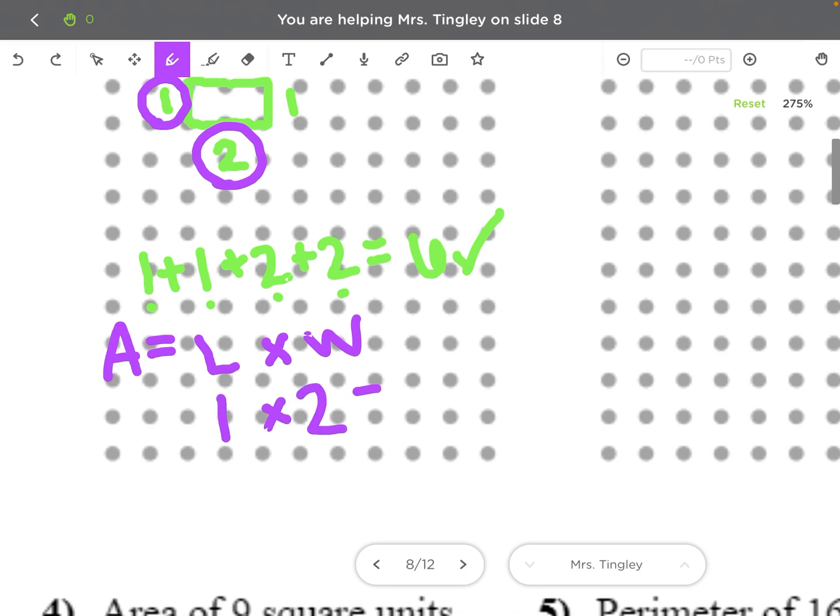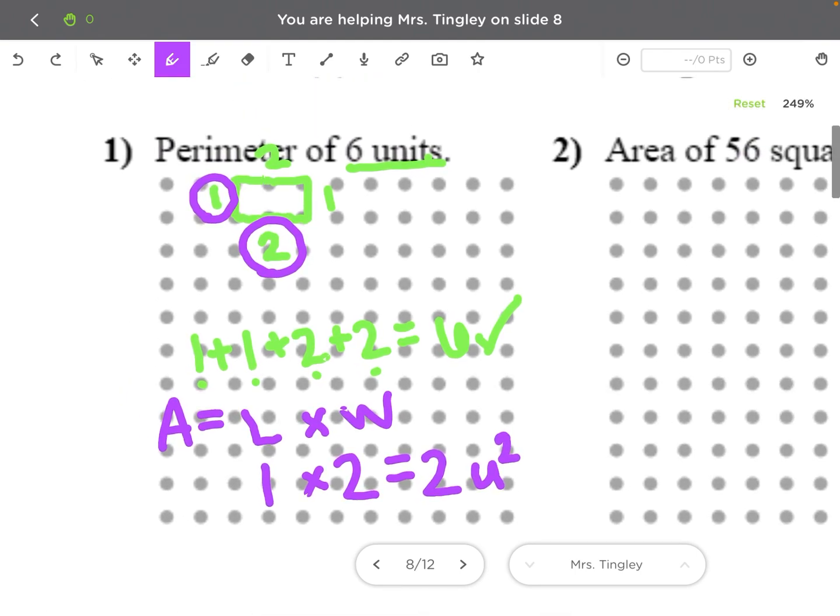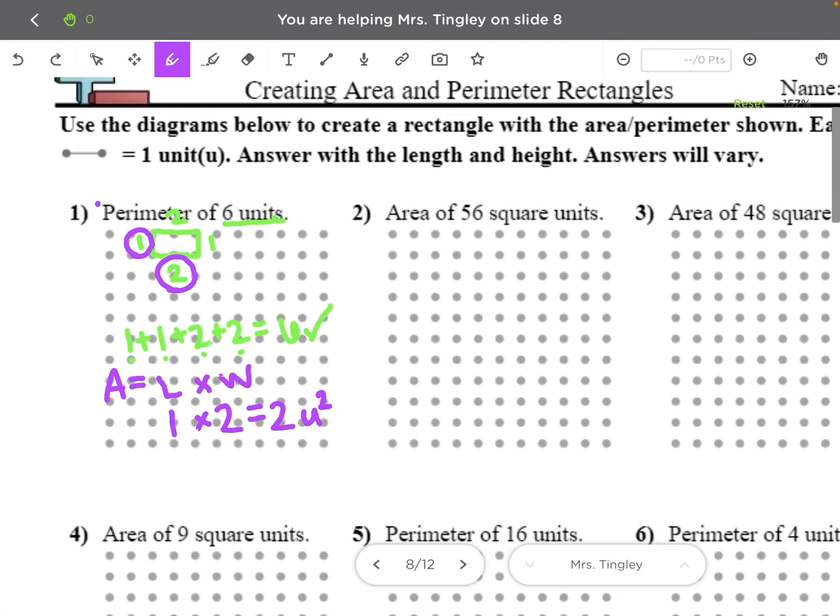So the length is 1 and the width is 2. What is 1 times 2? 2. Remember, we measure those in units. Put a little 2 at the top, units squared. You can pause the video so you can get all of that down if you don't already. This is if we are given the perimeter.